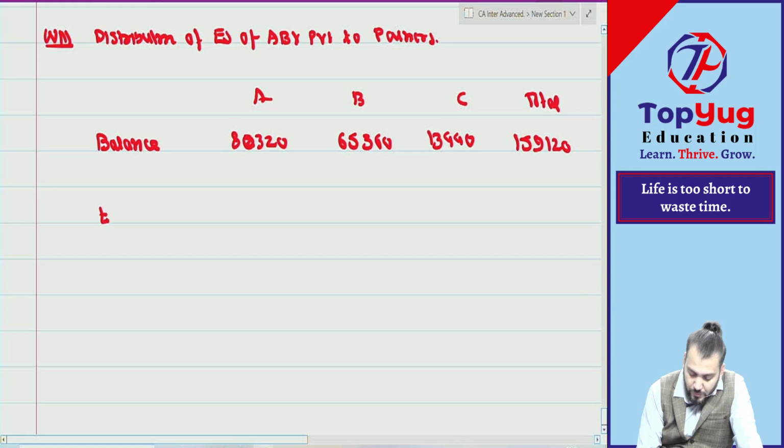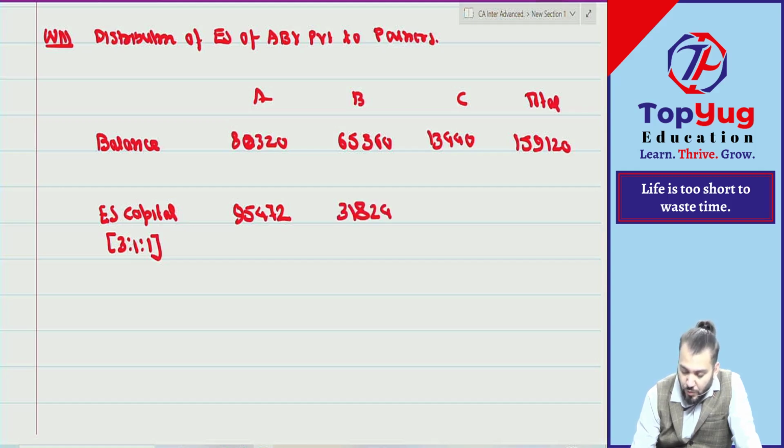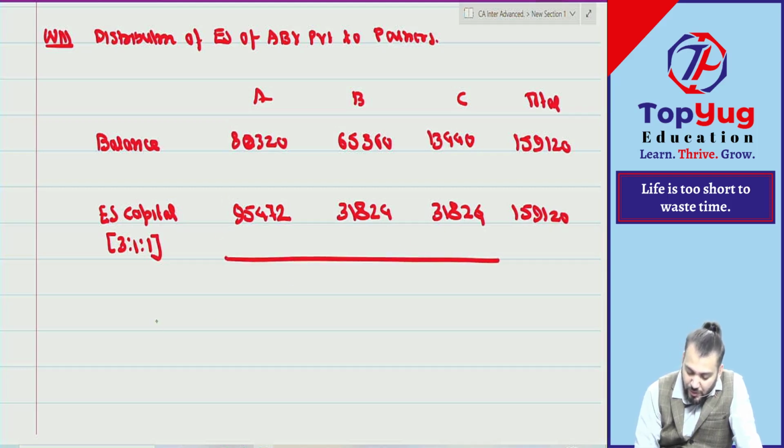Now equity shares capital in which ratio? 3:1:1. Allocate 95,470 to 31,824, 31,824, 1,59,120. But how much A will bring cash?